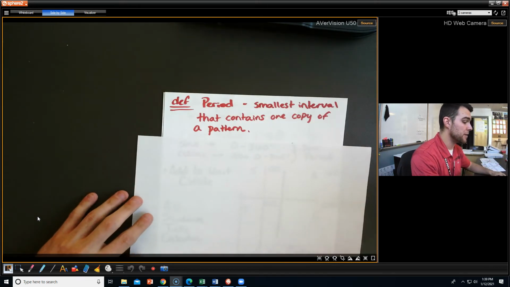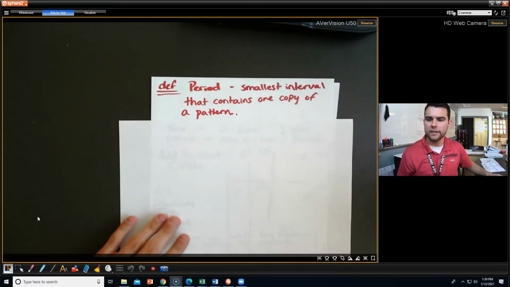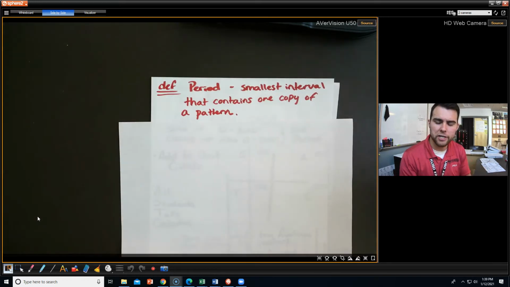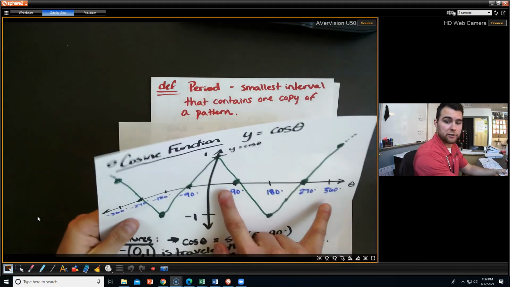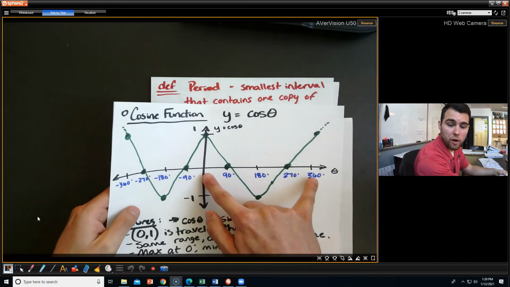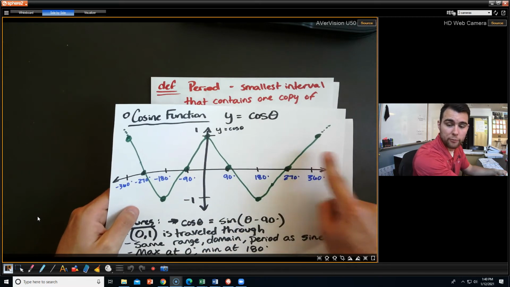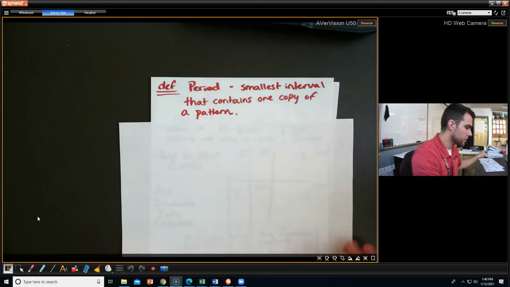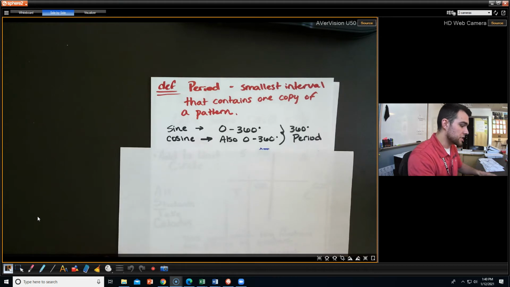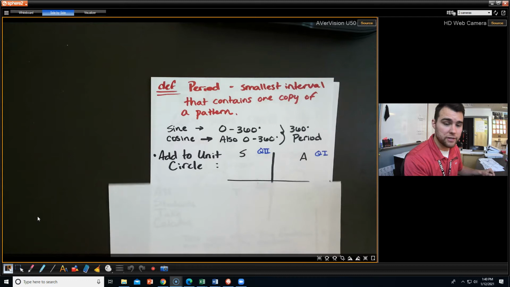Okay. Let's talk about what a period is. I said that these graphs have a period of 360 degrees. Definition: it's the smallest interval that contains one copy of the pattern. Right. 360 degrees, 0 to 360 degrees. That's the smallest interval that contains this cycle before it repeats once again. Okay. Sine at 0 to 360 degrees. Cosine is also 0 to 360 degrees. Okay.